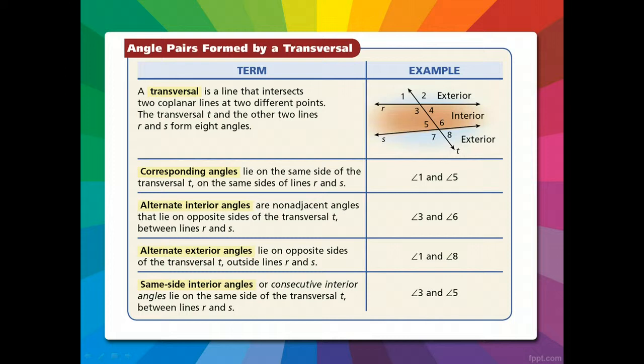Same side interior is pretty easy just by its name. They're consecutive interior angles. They're on the same side of the transversal, just like the name says. So angles 3 and 5 are same side interior angles, as are 4 and 6.